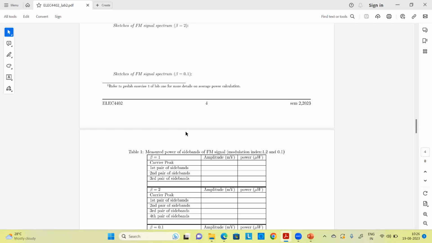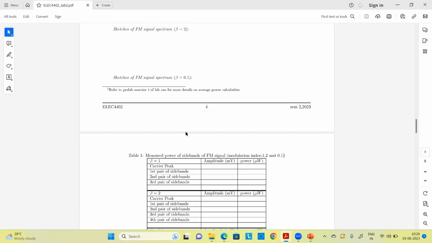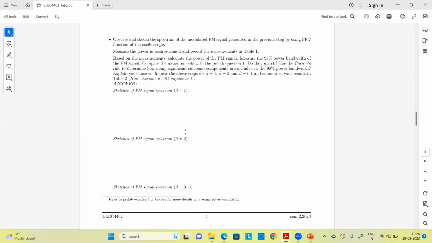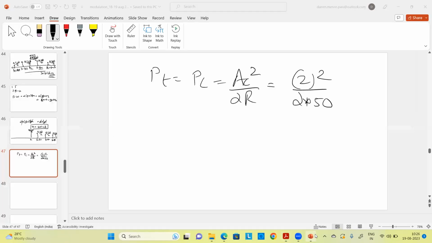Can you go back to your PPT, the annotation note? So basically what you wrote is PT, so obviously PT is equal to PC. PC is AC square divided by 2R, so it's 2 square divided by 2 times 50, which is 0.04.